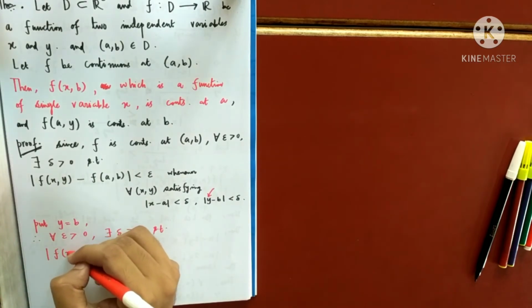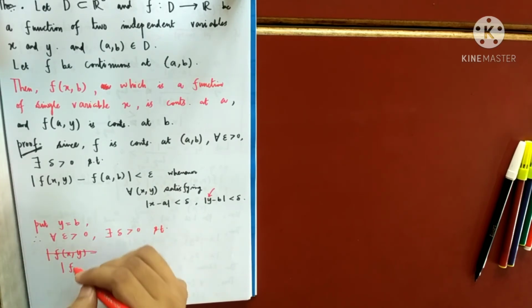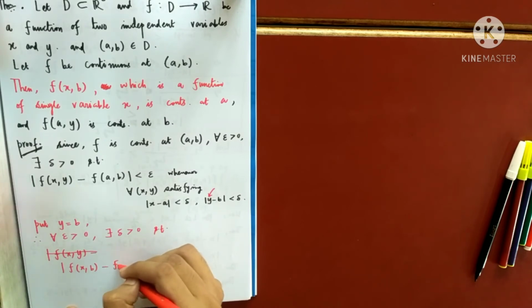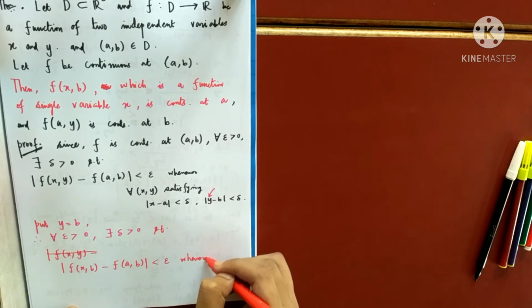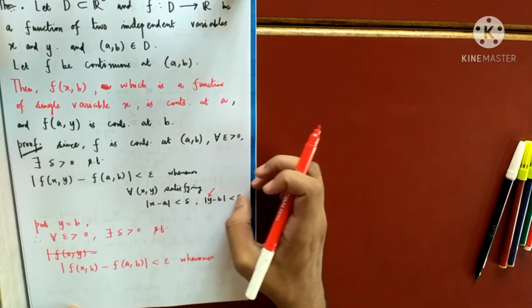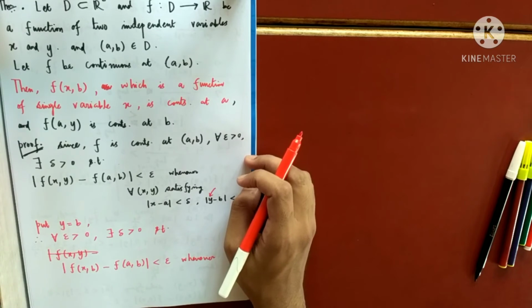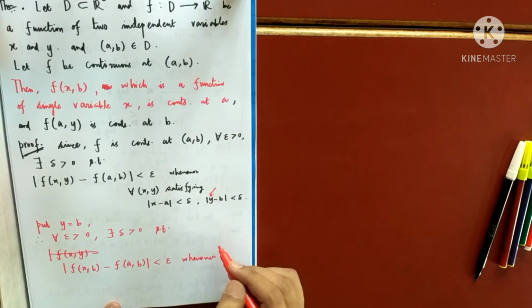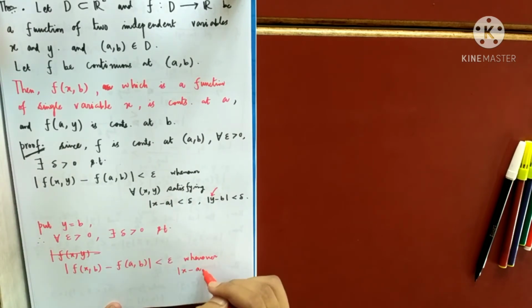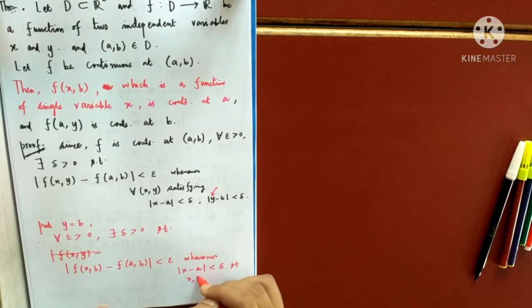Modulus of f(x, b) minus f(a, b) is less than epsilon, whenever mod of x minus a is less than delta, and (x, b) belongs to the domain. We are not interested in writing the other condition, because it is a very trivial condition.